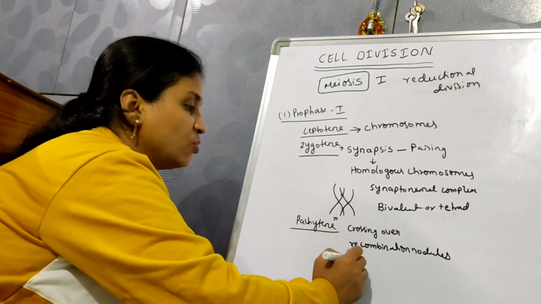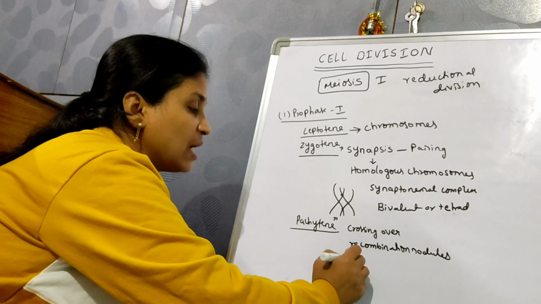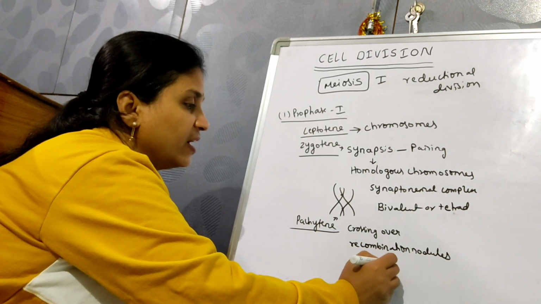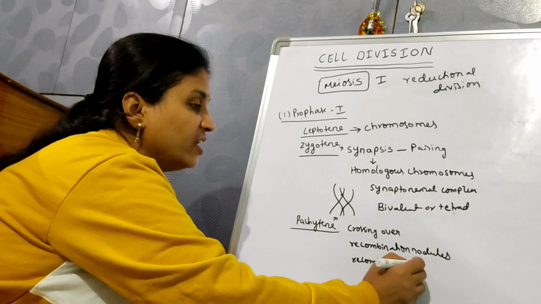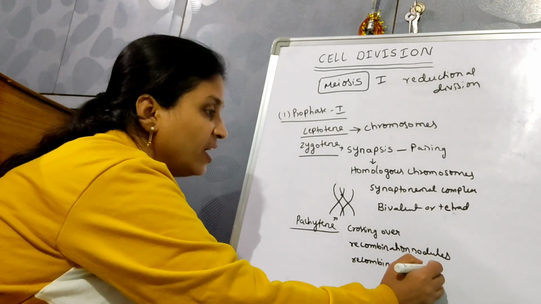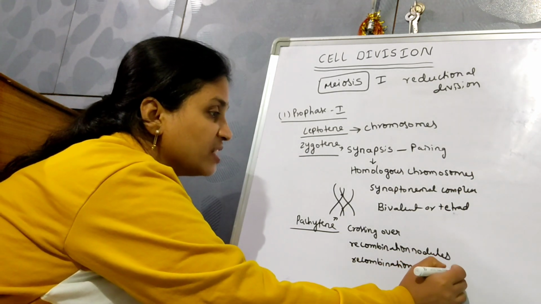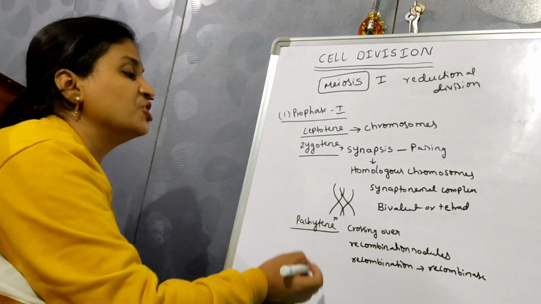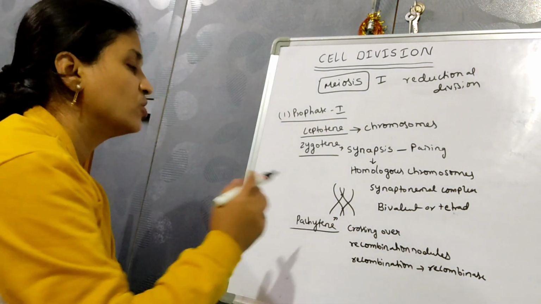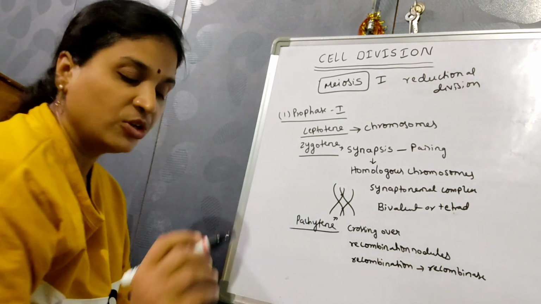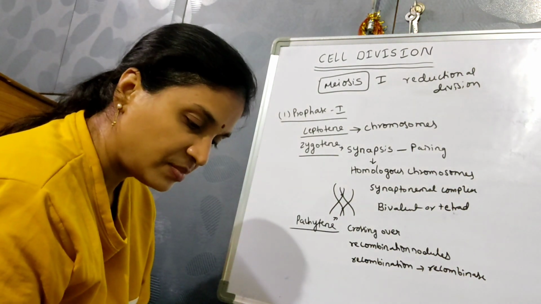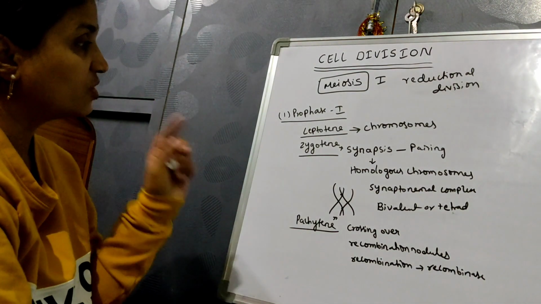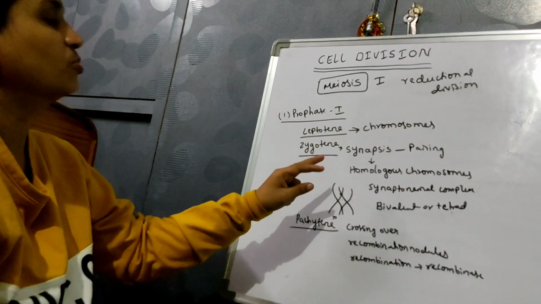As a result, here what is happening? The recombination is occurring, and it is enzyme mediated. So which enzyme is responsible? The recombinase enzyme is responsible for the recombination because of the crossing over. The crossing over is going to take place at the synaptic complex, and that crossing over is occurring between the homologous chromosomes.